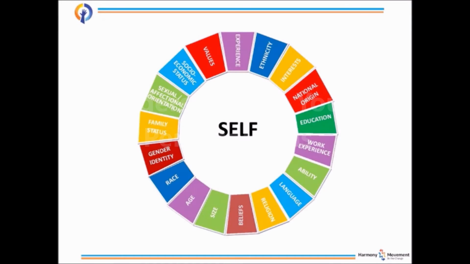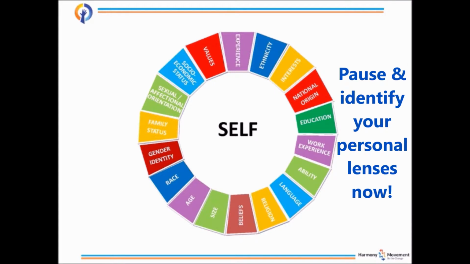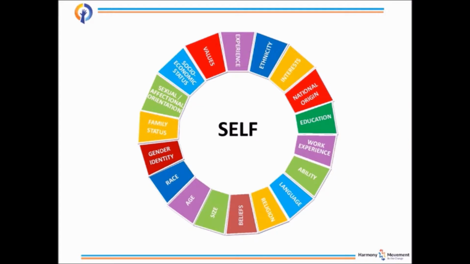The personal lens wheel is a list of identities that impacts a person's experience and perception of the world. A few of my personal lens would be my gender as female, my race as Black or African, and my ability as being a fully able-bodied person. Take a moment to identify some of your personal lens. There are a couple of things to remember when we're recognizing our identities.